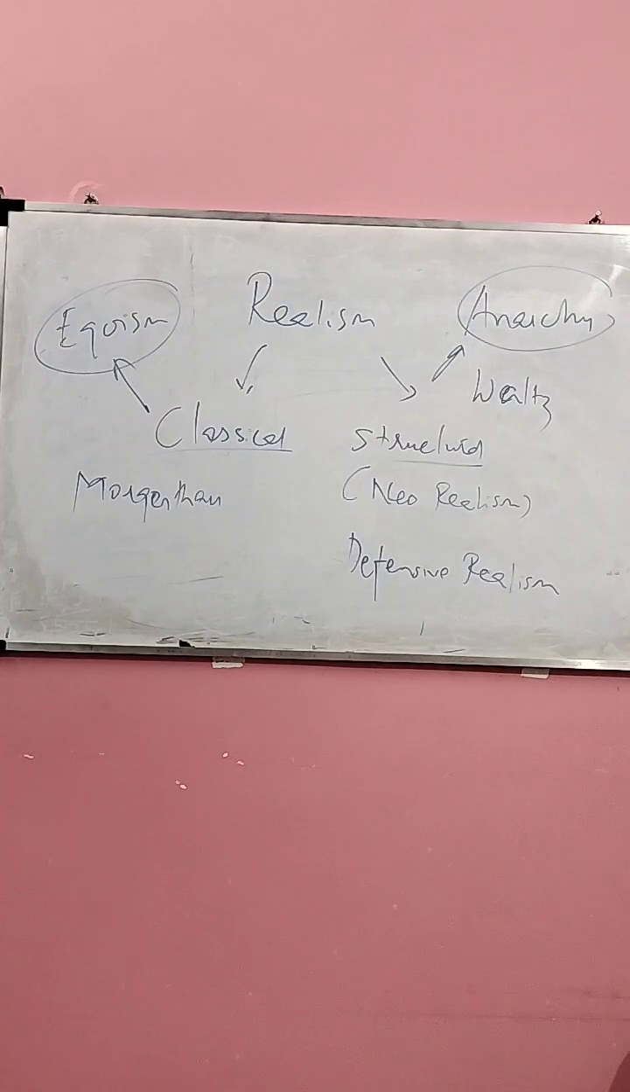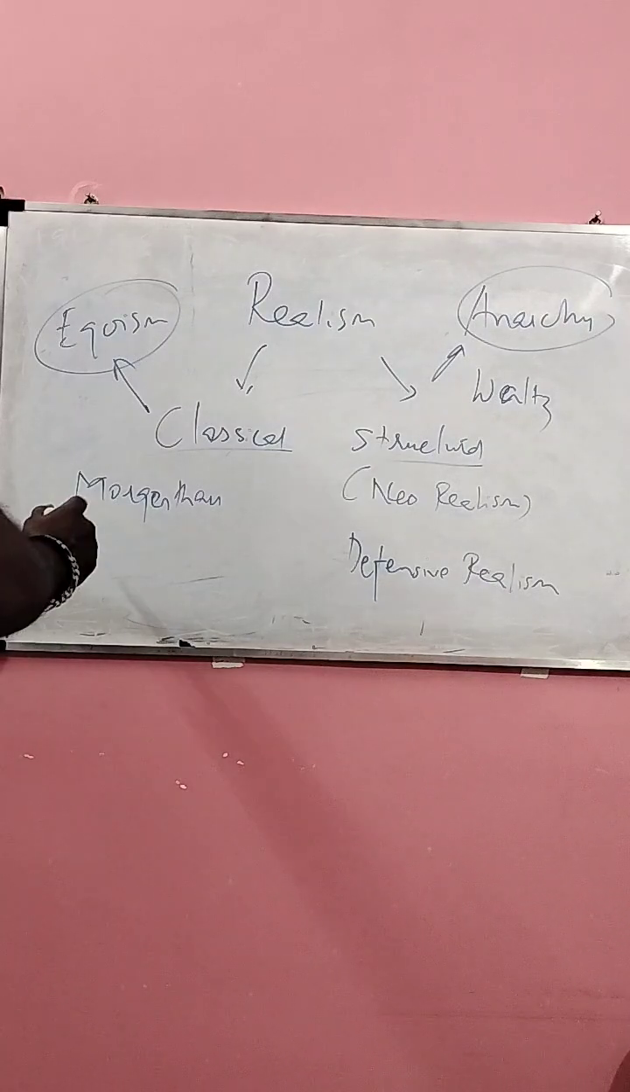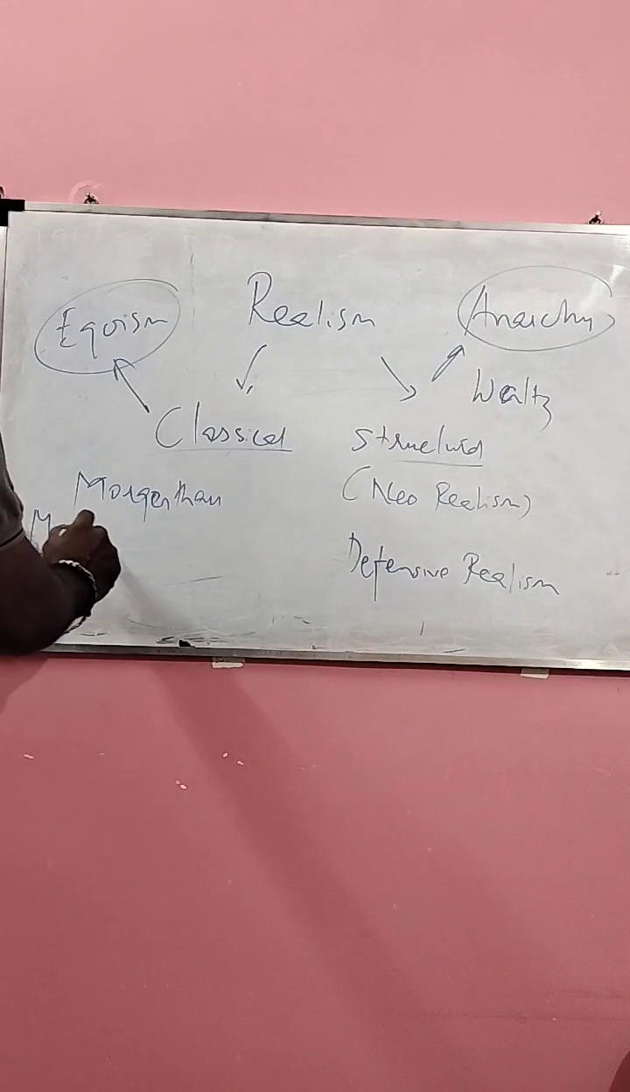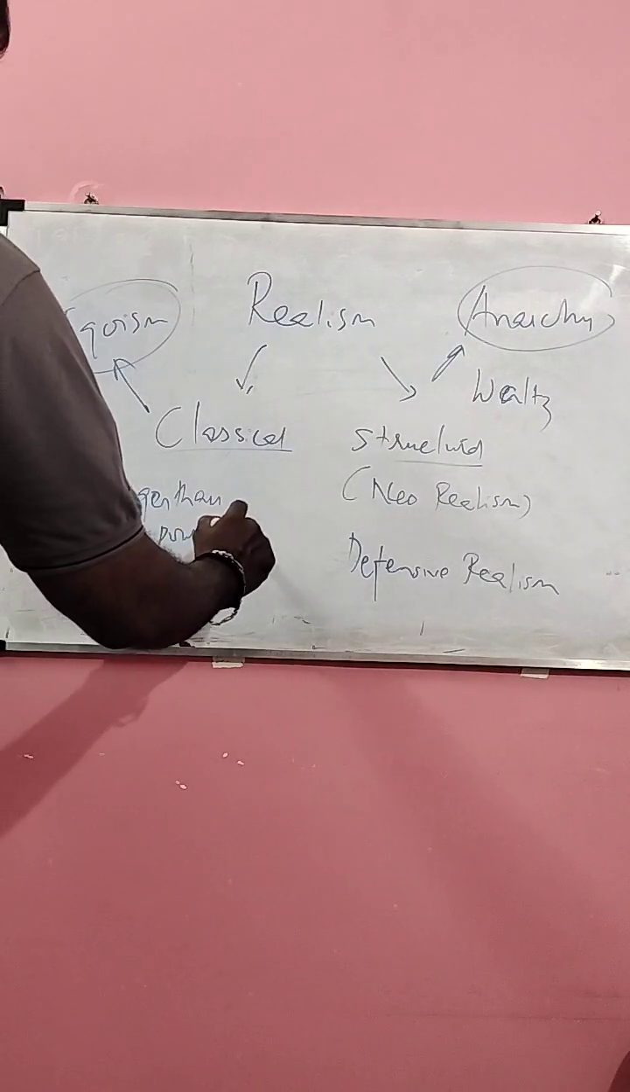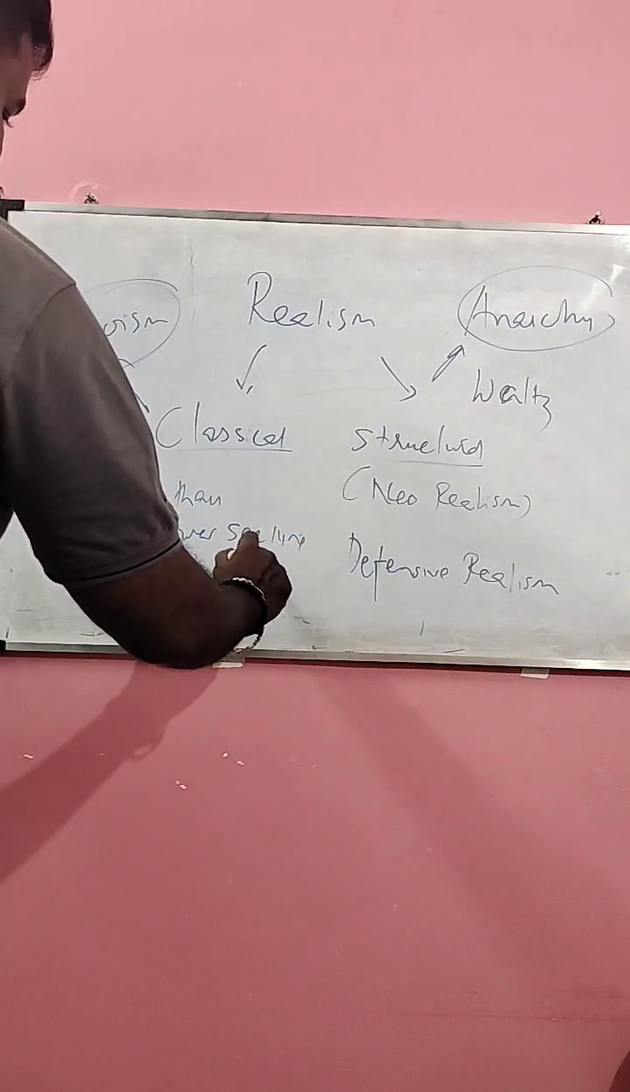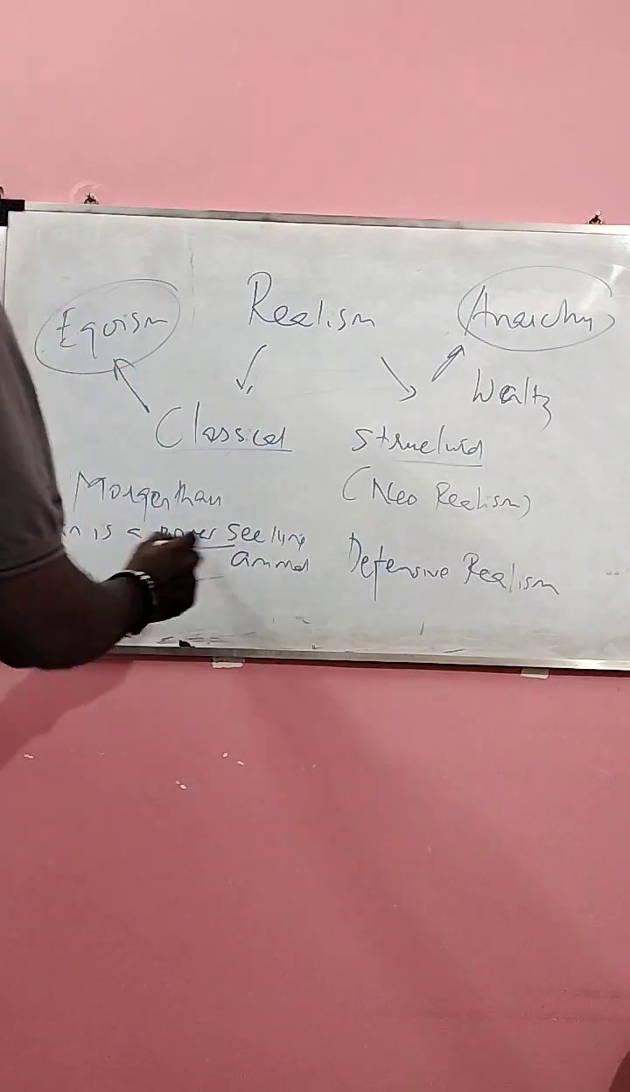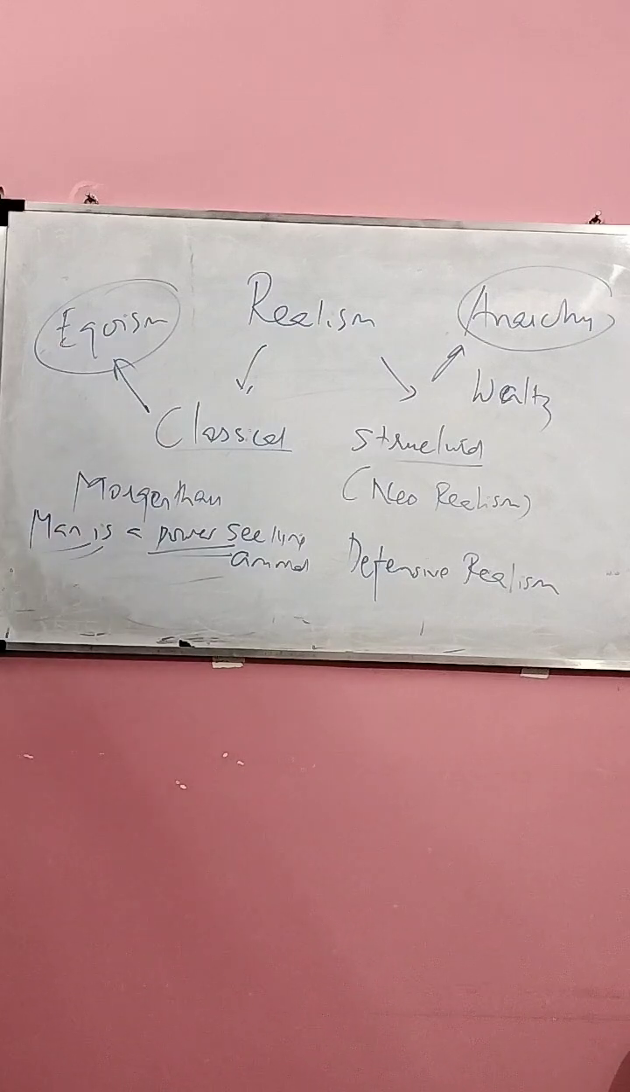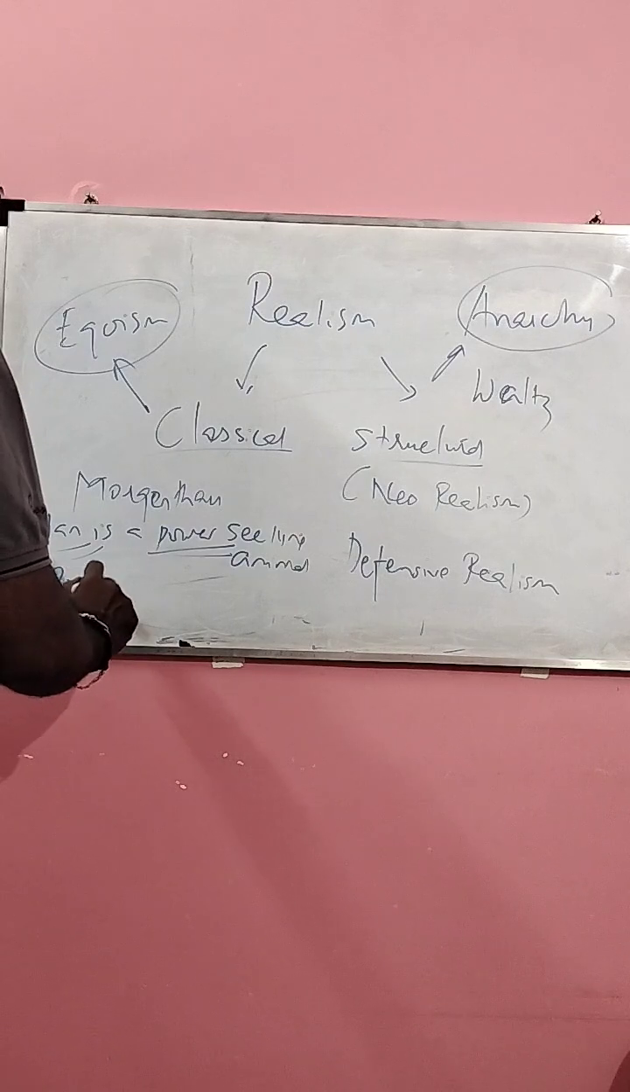Hans Morgenthau was seen as the father of political realism in the modern period. Morgenthau told that man is a power-seeking animal. His book was Politics Among Nations. How did Morgenthau call human? Man is a power-seeking animal. No wonder he is seen as a realist. He is giving importance to power. He sees man as somebody who always goes after power. His book is Politics Among Nations.